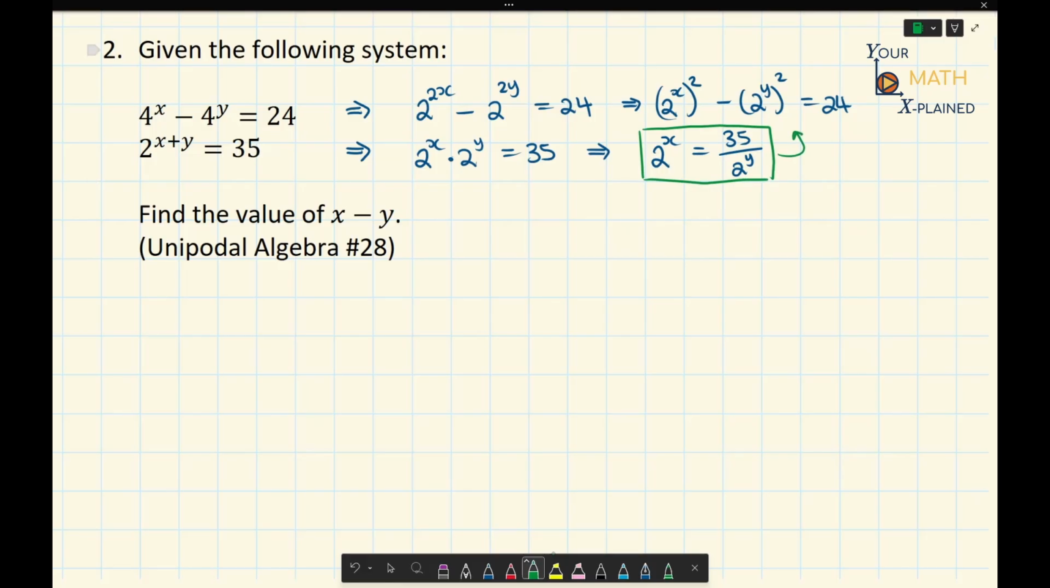into the first equation. So that means we get (35 over 2 to the power of y) all squared minus (2 to the power of y) all squared is equal to 24. And just like the previous question, we're going to do a substitution here so that things look a little bit simpler. The substitution is we're going to let u be equal to 2 to the power of y. So then this is going to be (35 over u) all squared minus u squared is equal to 24.